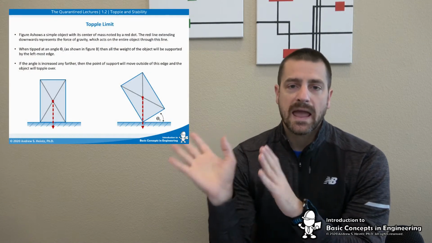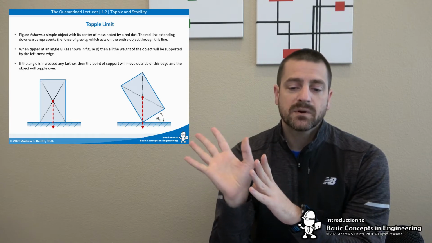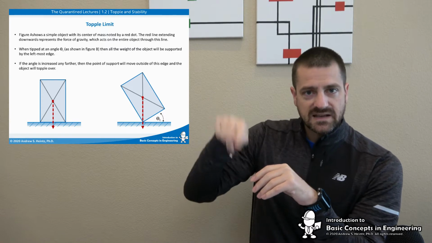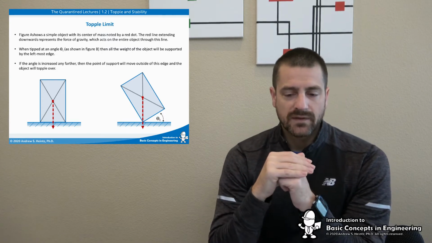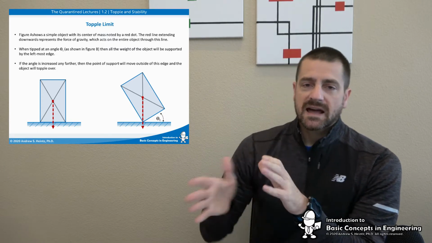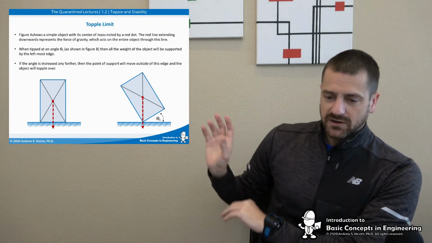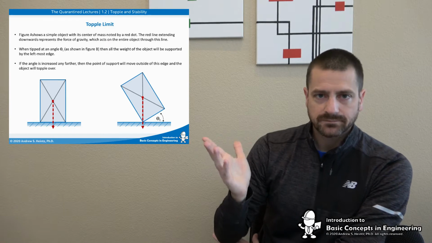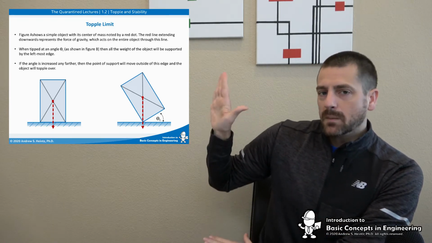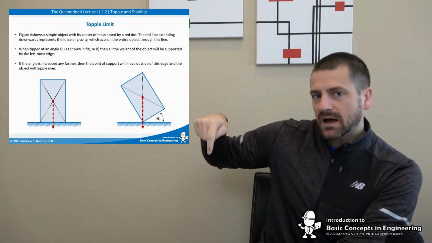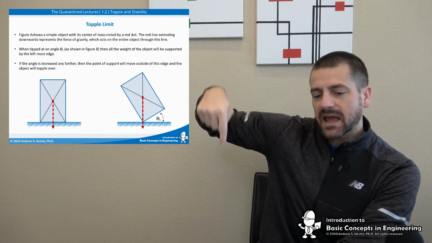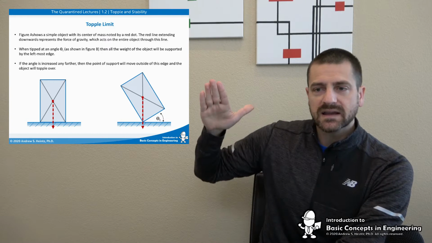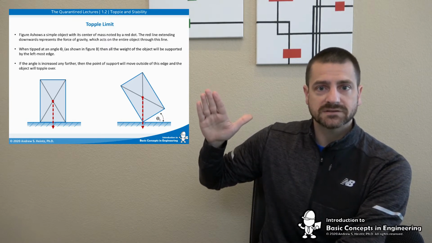All right, so let's talk about topple limit for a second. Figure A below shows a simple object with its center of mass noted by a red dot. The red line extending down is really just the force of gravity on that. In the second figure, we started to tip this object over at angle theta. At the moment where that red line hits the edge of the object, in theory, if you could get it to stay there, it would actually stay balanced.